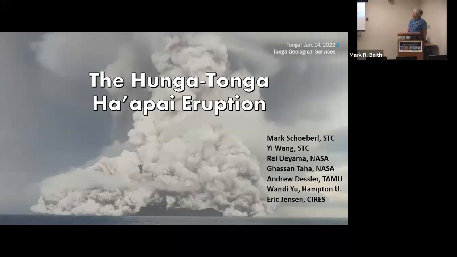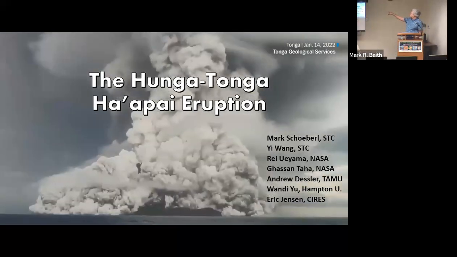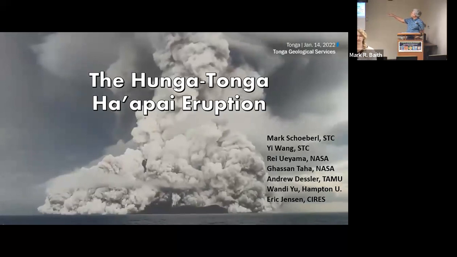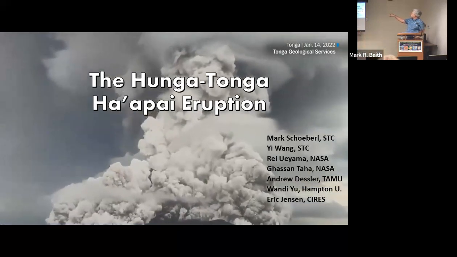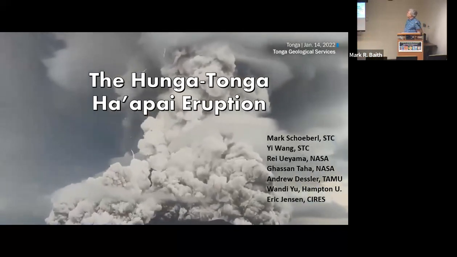Okay. So this opening slide shows the eruption cloud. It's a little movie I was playing, and I'm not sure how to get it to start again. Here we go. Yeah, so you can see the eruption here. These are my co-authors: Yi Wang at STC, Rei Uyama at NASA Ames, Augustin Taha at NASA Goddard, Andy Dessler at Texas A&M, Wanda Yu at Hampton University, and Eric Jensen at Ceres.